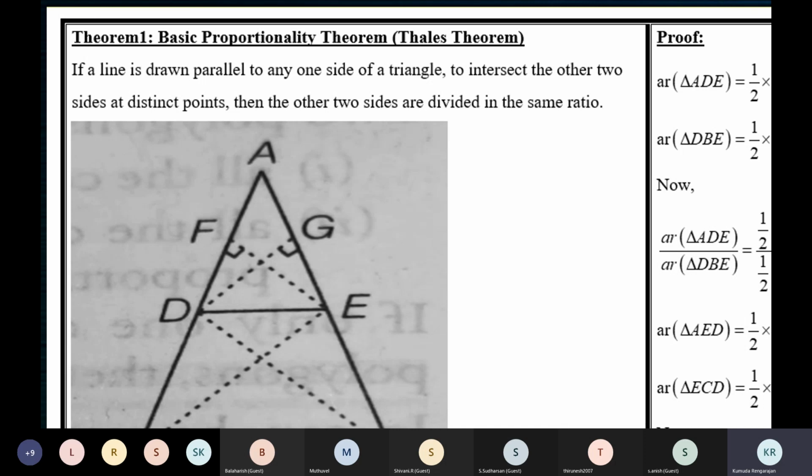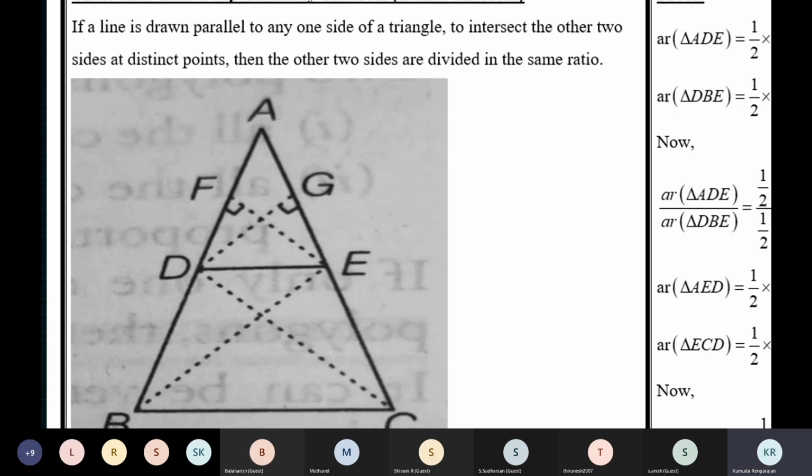The basic proportionality theorem, also called the Thales theorem. The statement goes like this. If a line is drawn parallel to any one side of the triangle to intersect the other two sides at distinct points, then the other two sides are divided in the same ratio. So how do we remember the statement?